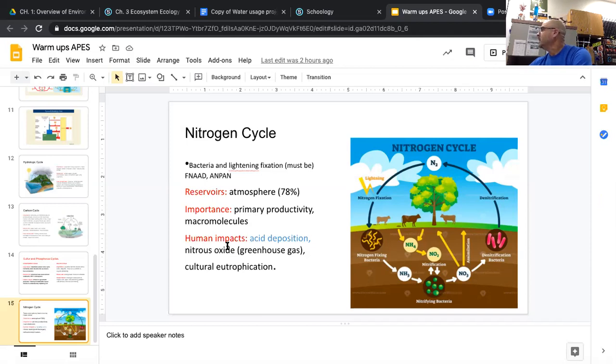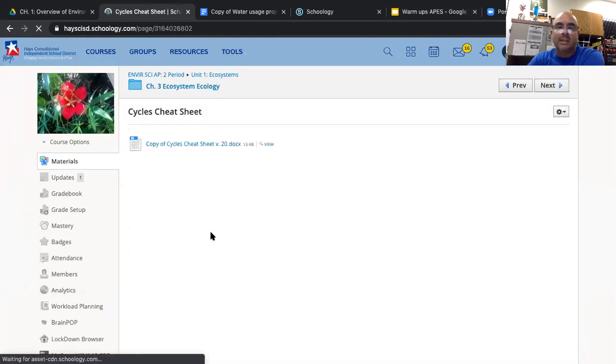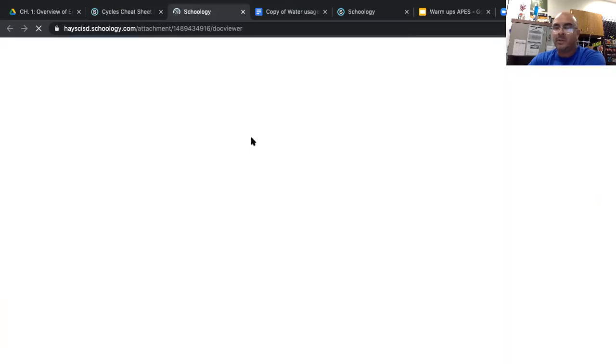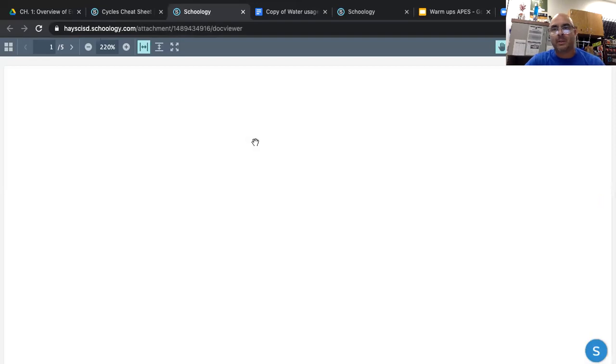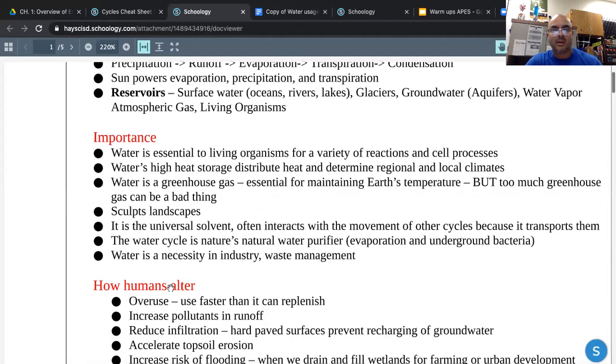I built the quiz based on the study card and the document that I put on Schoology, these cycles cheat sheets. So these questions that you see that ask about reservoirs and human impact are going to come from there. And then, of course, there are going to be some questions that come right from the study card. So make sure you pay attention to those things, and hopefully you're well prepared for that quiz. Review this document also, guys, especially when it comes to how humans alter. And again, that's another way to say anthropogenic. So pay attention to those things.